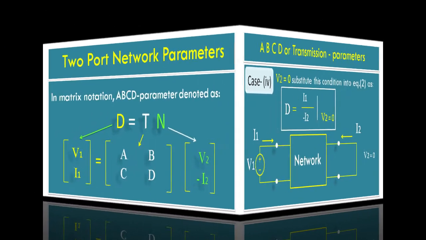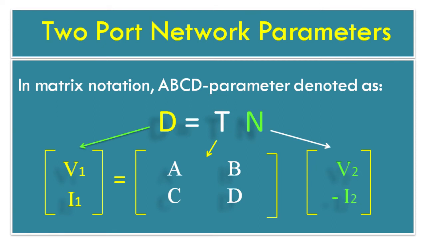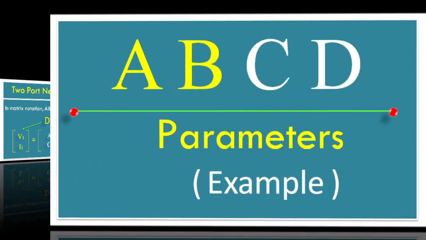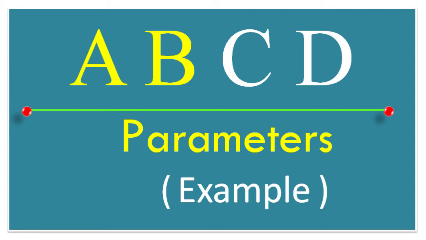The transmission parameters of a two-port network in matrix notation are represented as matrix D is equal to matrix T into matrix N, where matrix D is represented with voltage V1 and I1, matrix T is represented with the coefficients A, B, C and D, and matrix N is represented with voltage V2 and minus current I2. We just studied important cases of transmission parameters. Let's solve an example on the same.